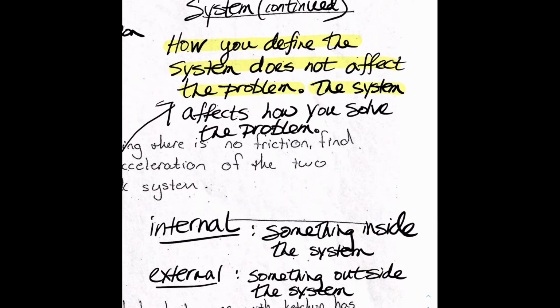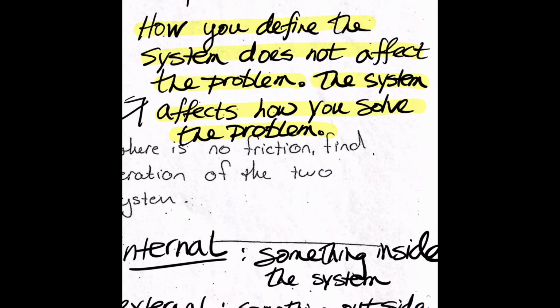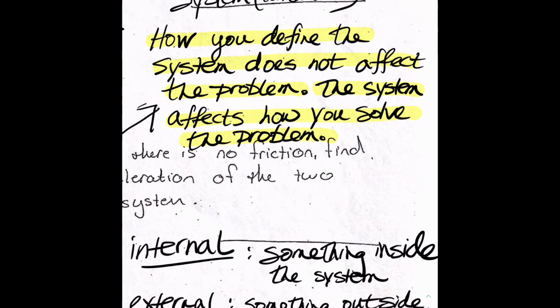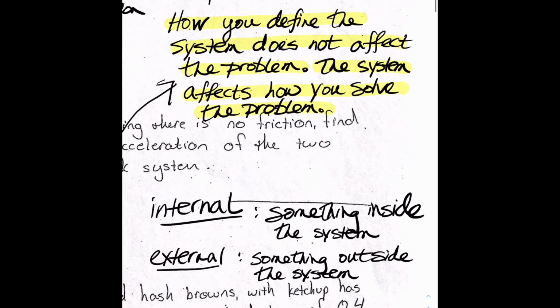So the system instead affects how you solve the problem. So if I define the problem as 2 blocks or 1 block and you define it as 2 blocks, we are solving the problem differently. And that is really the main idea here. Now, it also changes what we consider to be external and internal, obviously. And so that's why it changes how we solve the problem. Yeah, so that's kind of the idea here.